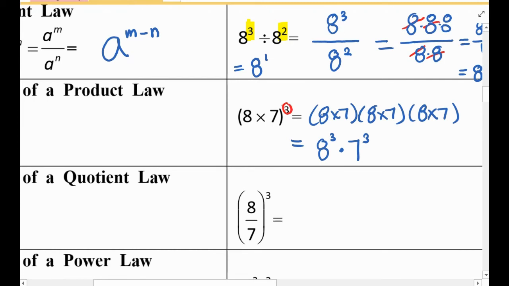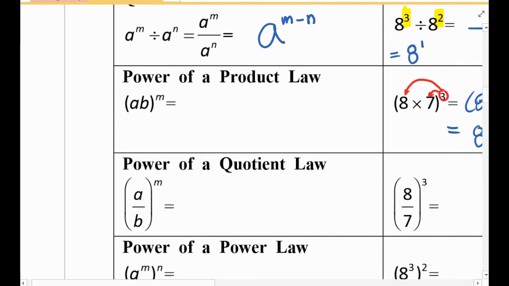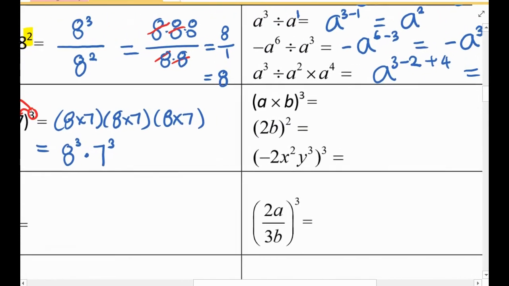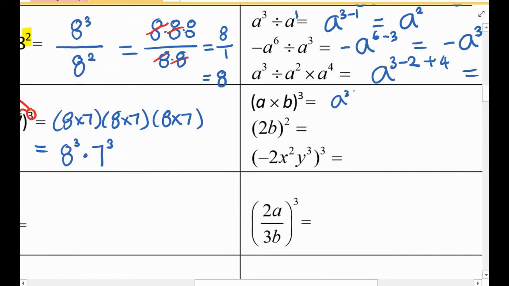So basically, you can just expand 3 inside the bracket. So when you have a power of a product, you can simply expand the exponent into the bracket like this. Here, a cubed, b cubed. This one, 2 squared, b squared. 2 squared is 4b squared.